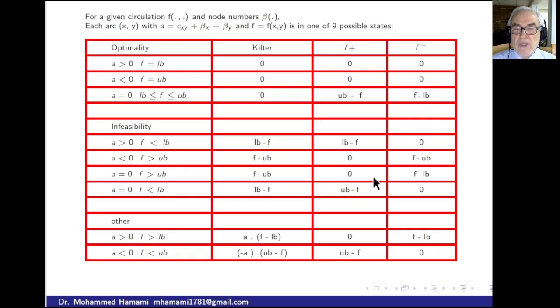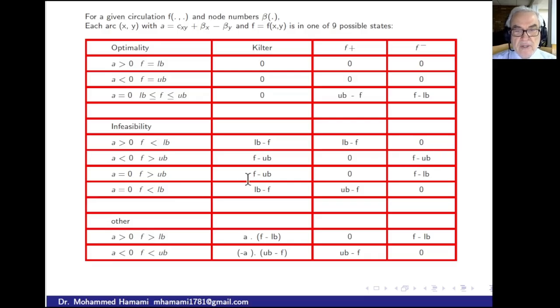So these two columns show the maximum changes you can do to the flow on this specific arc. Now this one here, A bigger than 0 and F less than LB. So I could increase the flow up to LB, and I should stop there because then the Kilter number is 0. I cannot go beyond that. So here, the maximum increase on that arc is LB minus F. And then here, A negative and F bigger than UB, I can decrease the flow all the way to UB. So the maximum decrease is F minus UB.